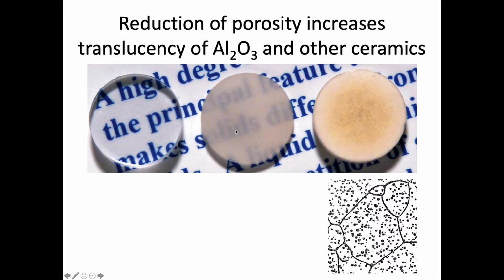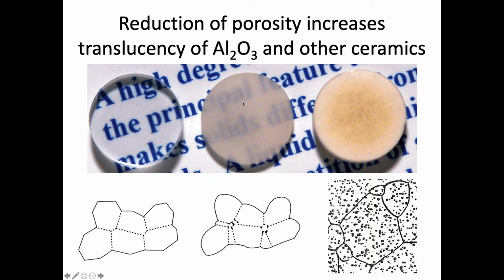So what we see is that the translucency increases as we decrease porosity. So this example here on the right is our example we showed in the previous slide, where we still have a high degree of porosity. That could be if the pores are stuck in the middle of a grain. And then in the middle here, you can start to see through the pellet and read the print below, meaning we have some translucency. And so this could be where we have a much smaller degree of porosity.